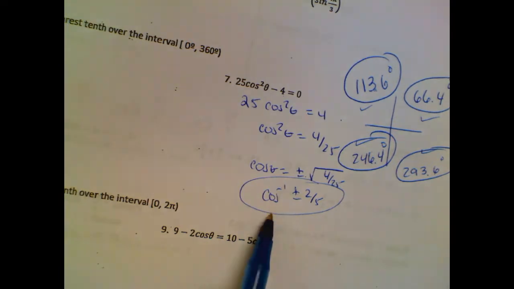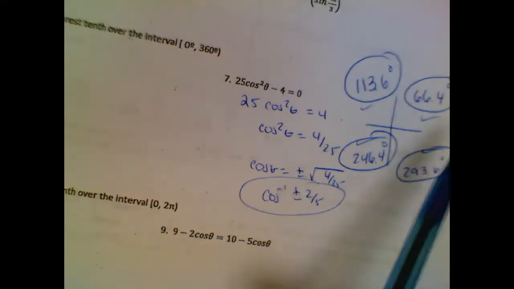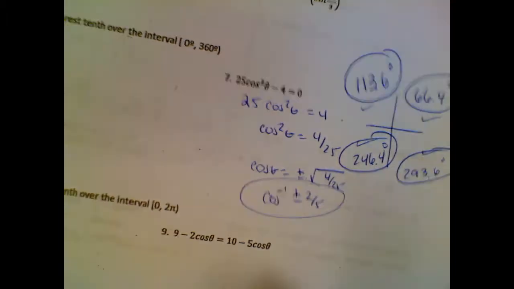So you punch this in your calculator. Arc cosine of positive 2/5. But positive gives you these 2 answers. The negative gives you these 2 answers.